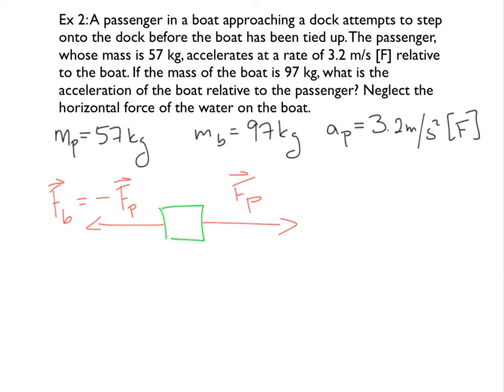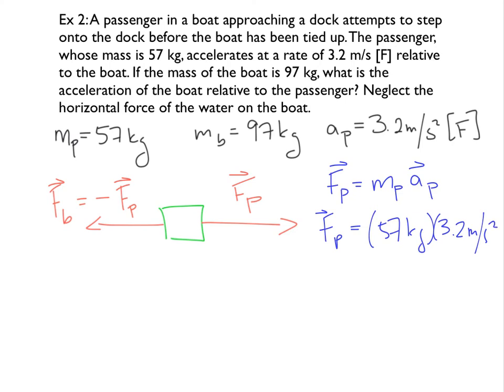Okay, so now let's set up our equation. So we know that the force of the passenger is equal to the mass of the passenger times the acceleration of the passenger. And so let's sub in our values. So we have 57 kilograms times 3.2 meters per second squared forward. I don't have room, but I mean to write forward. And that gives us 182.4 newtons forward.